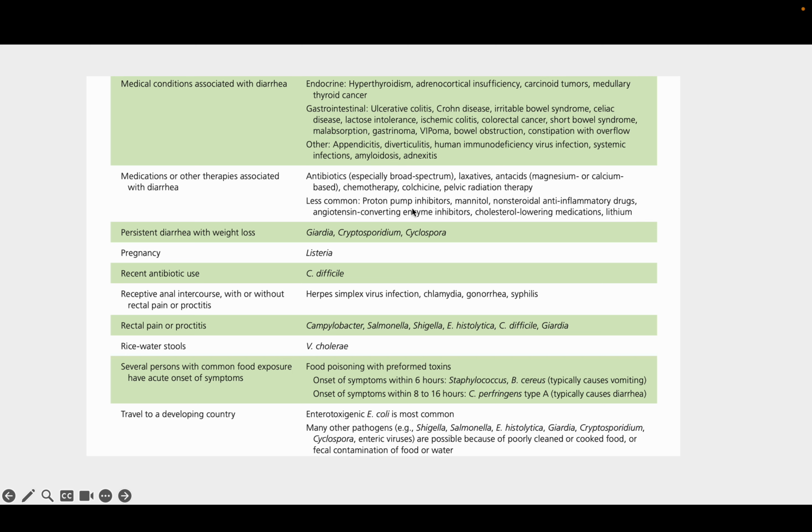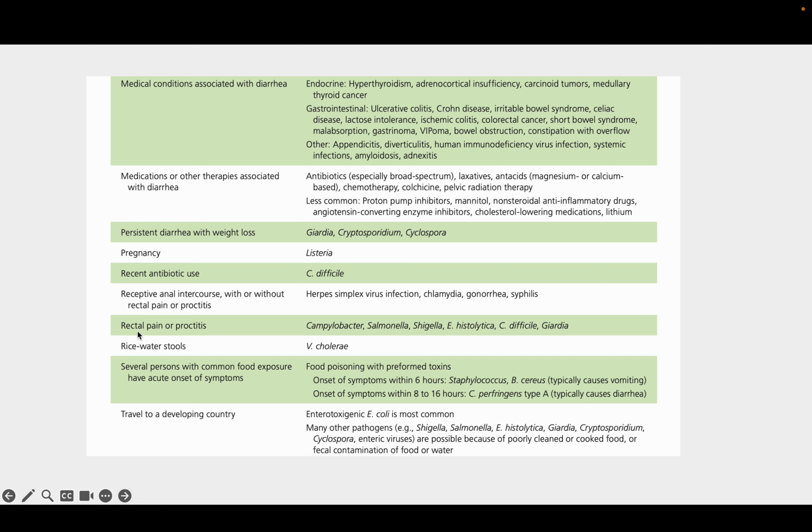Any colchicine therapy, especially patients who are started on colchicine, especially for gout. Colchicine affects the cell replication, and the GIT is one of the most rapidly replicating cells in the body. They're replaced every few days, so colchicine affects that and can cause diarrhea. So any radiation therapy, radiation associated colitis, I'll mention them in the chronic diarrhea also once again. So less commonly PPIs and NSAIDs can cause it. Pregnancy, I told Listeria. Persistent diarrhea with lot, Cryptosporidium. And recent antibiotic usage associated C. difficile.